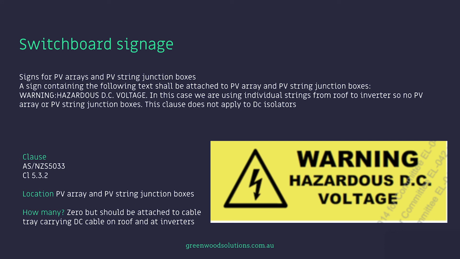Warning, hazardous DC voltage. 5033 is a standard, clause 5.3.2 is required. The location is the PV array and PV string junction boxes. 0, but should be attached to the cable tray carrying DC cables on roof and at the inverters. But we don't have any PV string junction boxes, but we'd have signage actually on the cable tray.